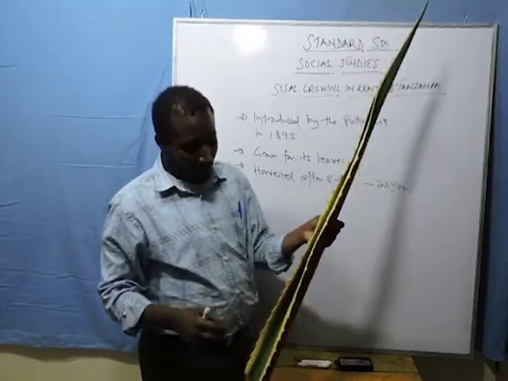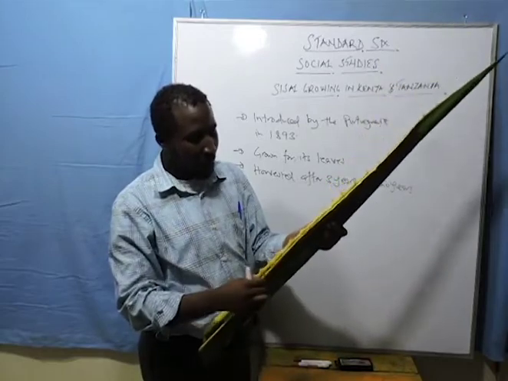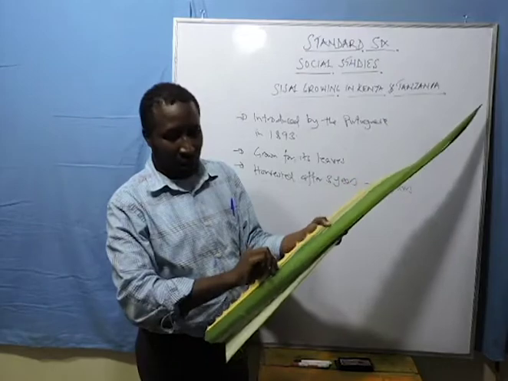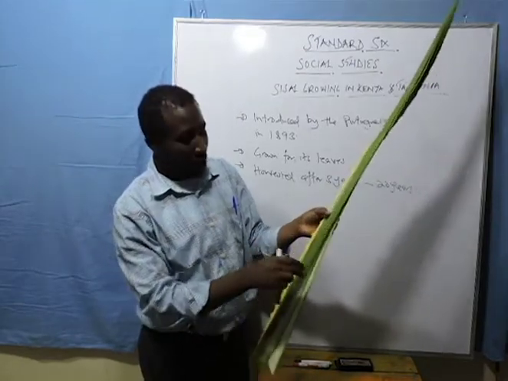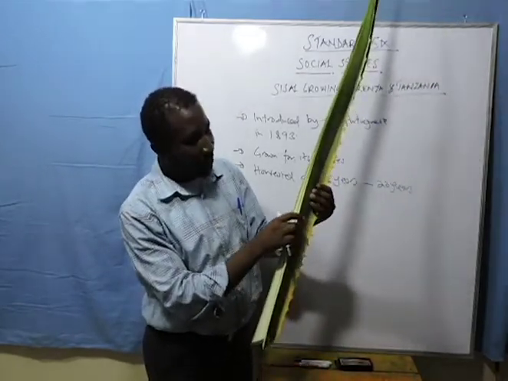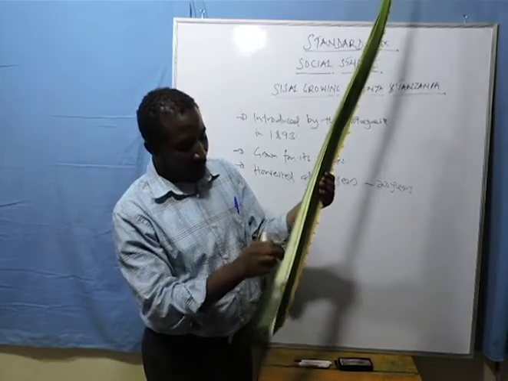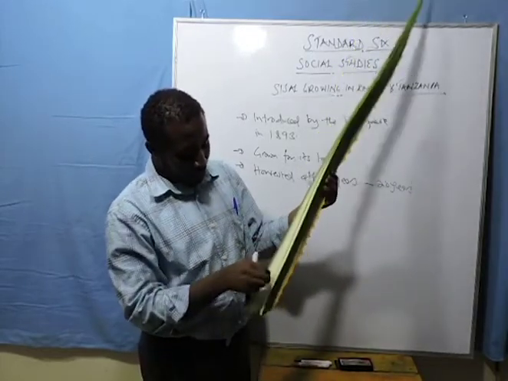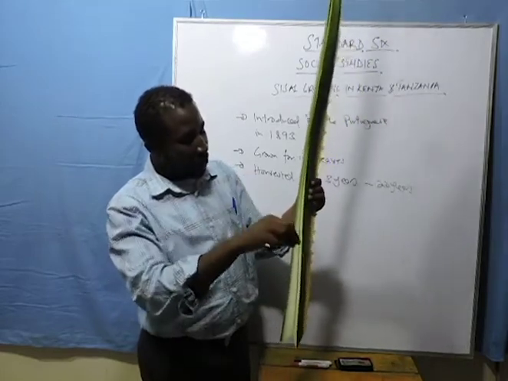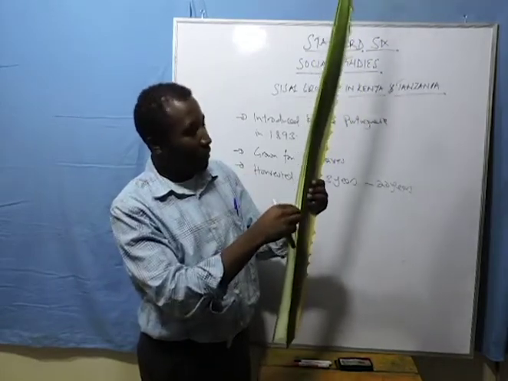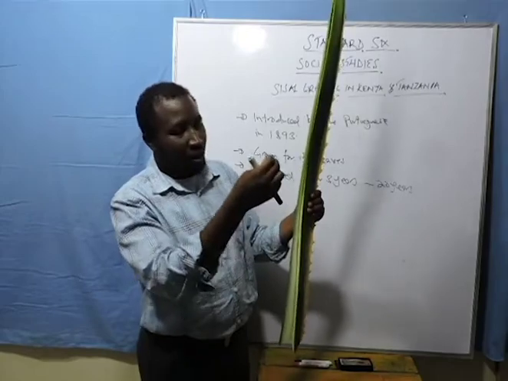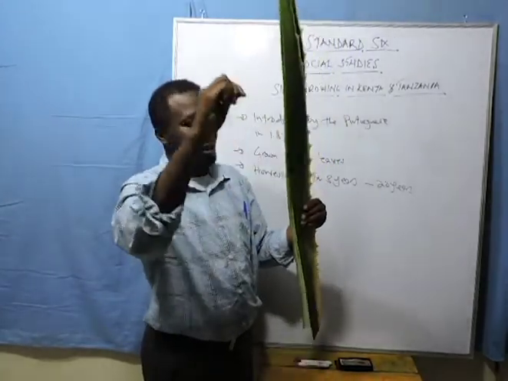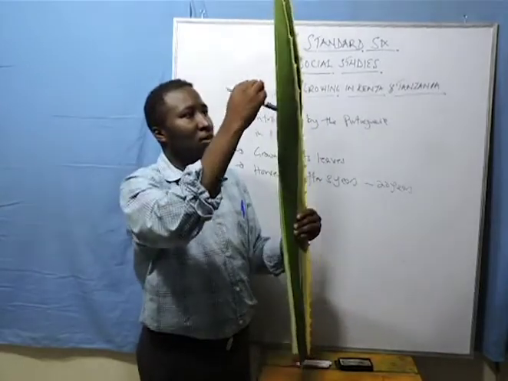Now, this is a type of Sisal. As you can see, as I fold it, you're able to see that it has some fibers. You see this that is used in making ropes. So when I say it's grown for the leaves, these are the leaves. Now you can see the fiber used in making. You can see this could make a rope.